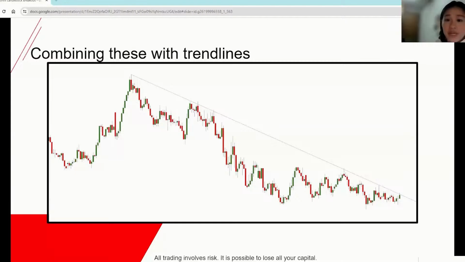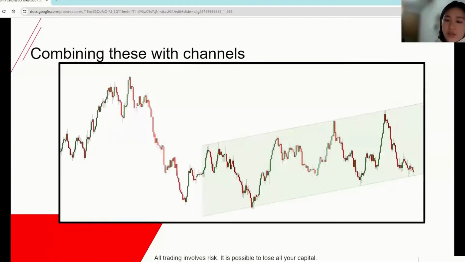Okay, so just to recap, a valid trend line is when there are at least 3 touches on it. Like here, we see at least 3. Here you can combine all of this with your channels as well, like we did earlier.